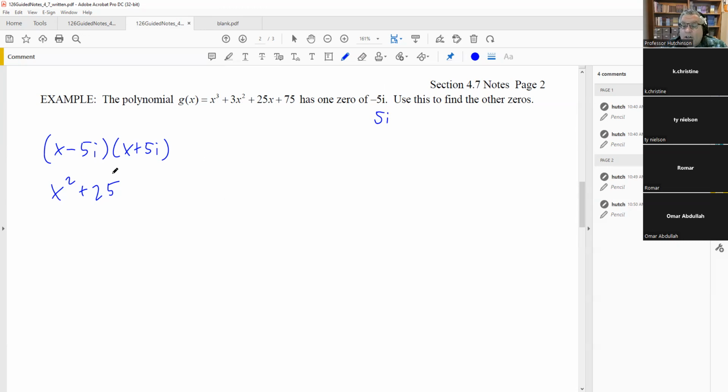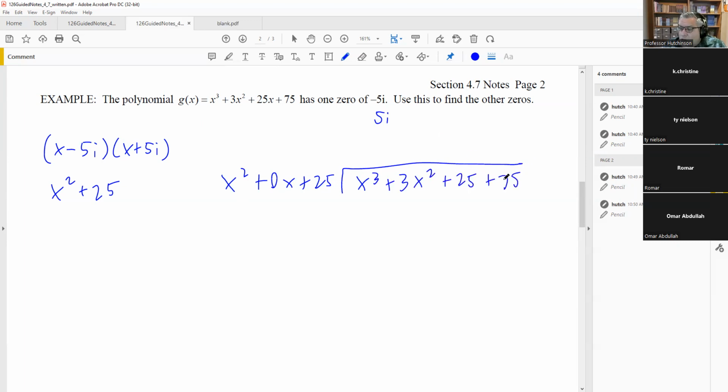Now, because we can't use synthetic division this time because it's an x squared, we're going to have to use long division on this particular problem. The way it's going to be written out is x squared plus 0x plus 25, and this already has descending powers, so we can just leave it like this. So I'm dividing it now.